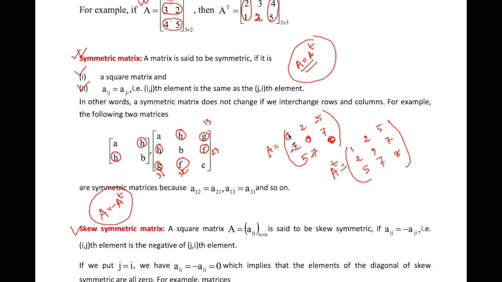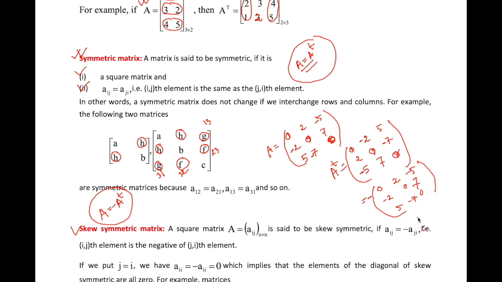Now you see A transpose will be what? 0, 2, minus 5 will be the first column. Minus 2, 0, 7. And 5, minus 7, 0. And if you now take minus outside of this matrix, you will get 0, 2, minus 5, minus 2, 0, 7, and 5, minus 7, 0.